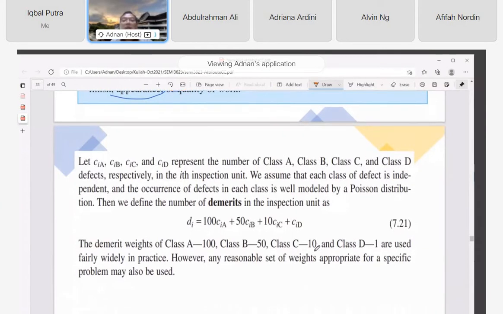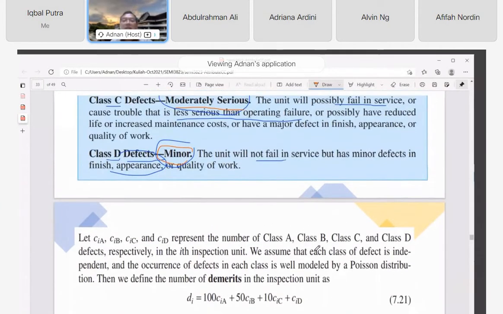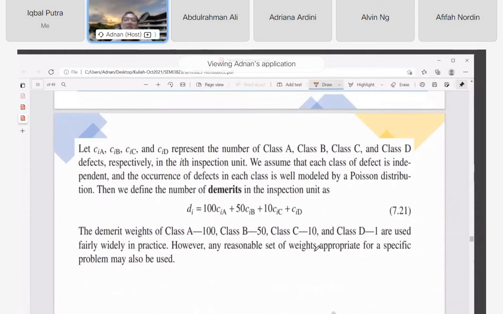Okay, so there is a system that people try to give weightage. Okay, give weightage to the demerit tadi, class A, class B, class C, and class D tadi. So that they give, for example, class A, the weightage given is 100 to show that it's very serious. Kalau class B bagi 50. Class C, the weightage is 10. D is 1. So weightage here maknanya pemberat lah.